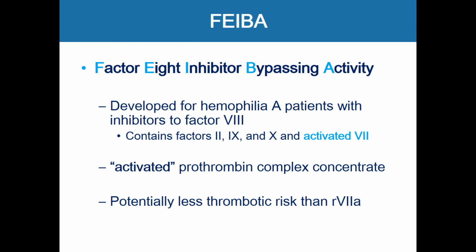FEBA is a prothrombin complex concentrate, but it is an activated prothrombin complex concentrate. FEBA actually stands for Factor VIII Inhibitor Bypassing Activity. It was initially developed long before recombinant technology existed for hemophilia A patients who had developed inhibitors to Factor VIII. It contains factors 2, 9, and 10, and it contains activated factor 7, just like recombinant factor 7A or Novo-7. There is debate about whether or not it is less thrombotic than recombinant 7A.